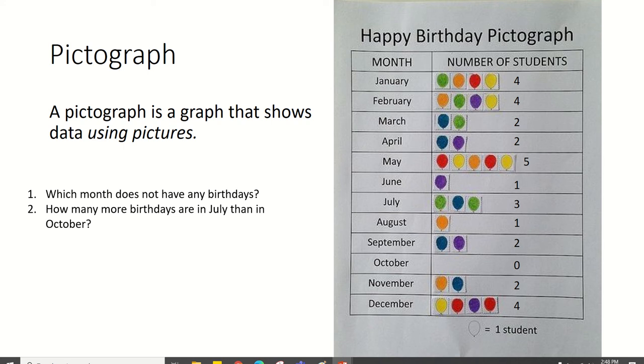How many more birthdays are in July than in October? So this is a subtraction question. We've got to figure out how many more birthdays are in July than October. Well, if July has 3 birthdays and October has 0 birthdays, that means July has 3 more birthdays than October does. Let's practice reading some more pictographs.